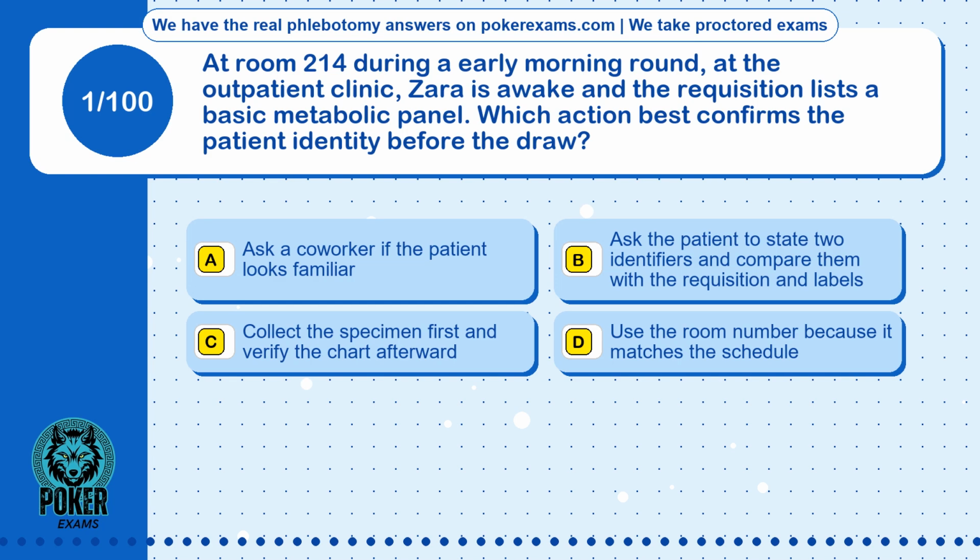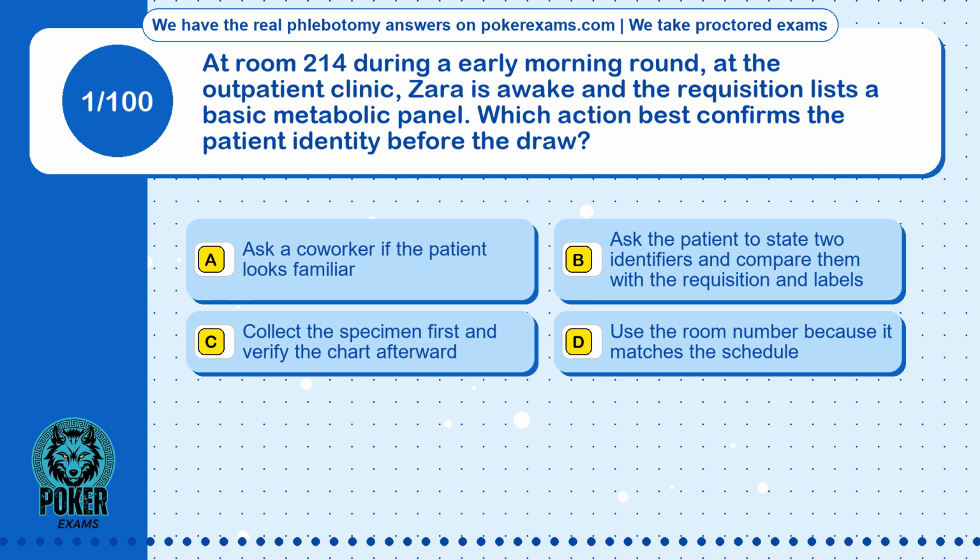Question 1. At room 214 during an early morning round, at the outpatient clinic, Zara is awake and the requisition lists a basic metabolic panel. Which action best confirms the patient identity before the draw?